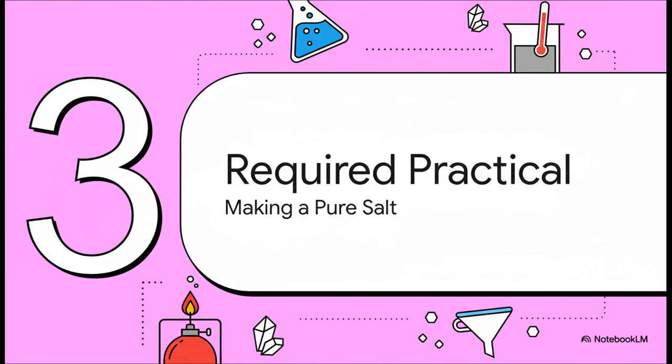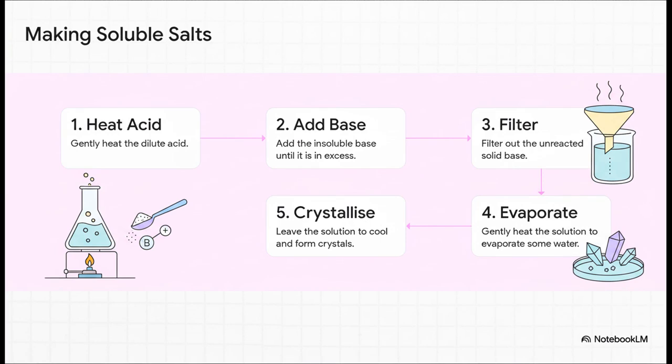This brings us neatly to one of your required practicals: how to make a pure, dry sample of a salt. This 5-step method is something you absolutely have to know inside out. First, you gently warm the acid just to speed up the reaction a little. Then, you add your solid base, maybe copper oxide, bit by bit until no more will dissolve.